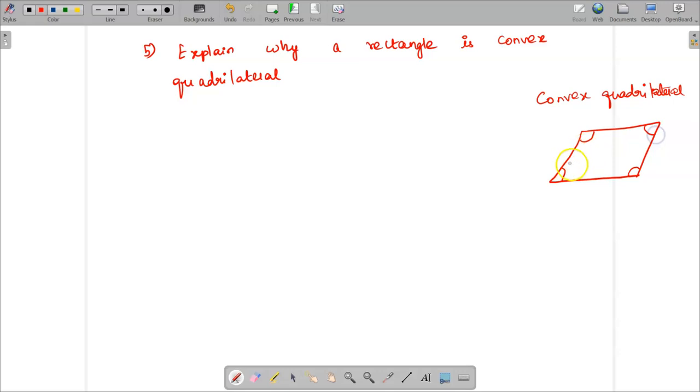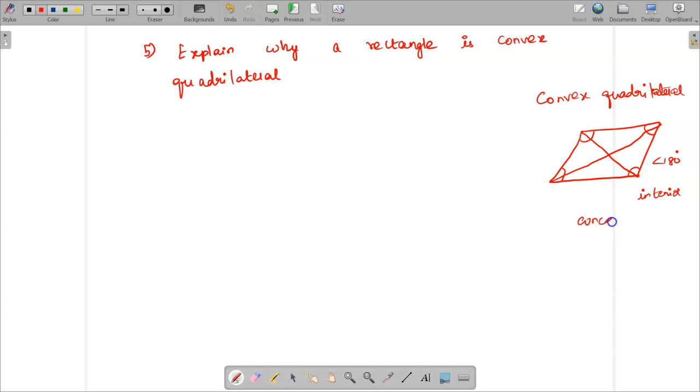Why? Because all the interior angles are less than 180 degrees. That is, each interior angle is less than 180 degrees. And one more thing, the diagonals are lying inside the quadrilateral. Both the diagonals lie in the interior of the quadrilateral. Such a type of quadrilateral is a convex quadrilateral. Each interior angle should be less than 180 degrees and the diagonals should lie in the interior. They should not lie in the exterior.